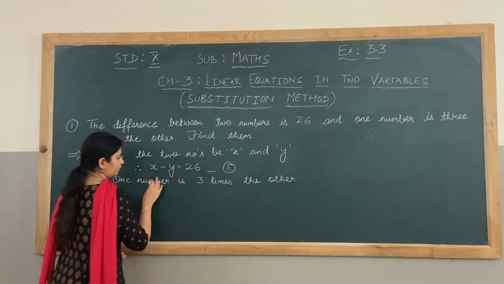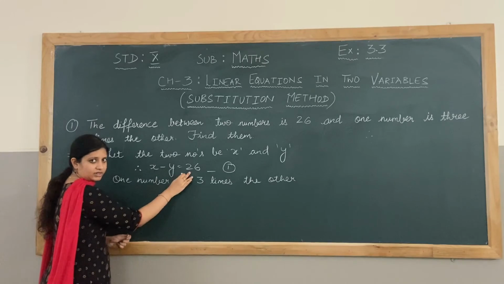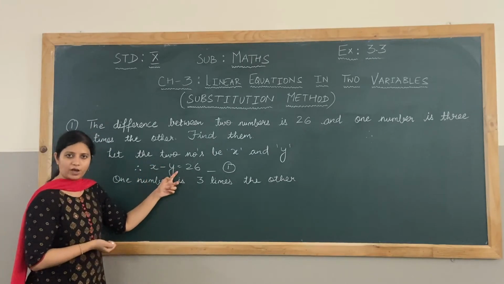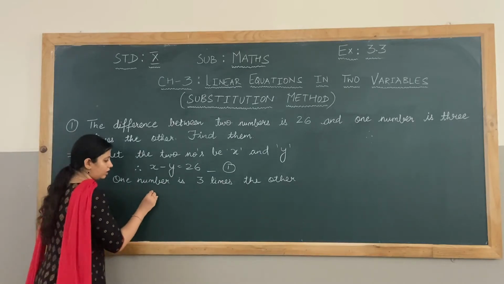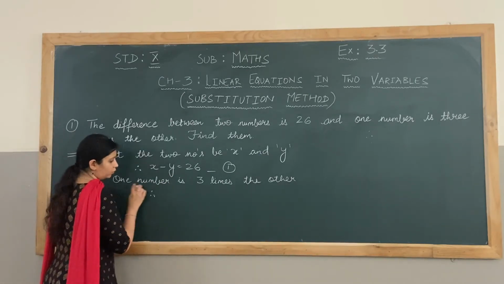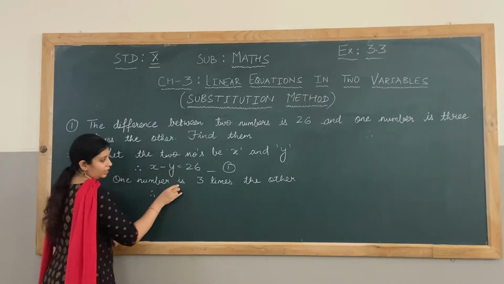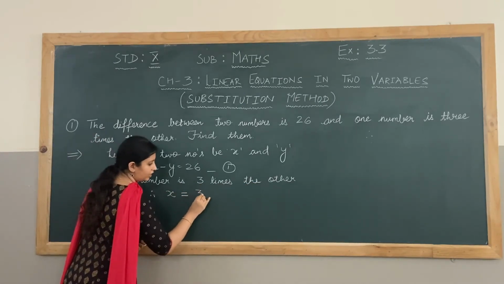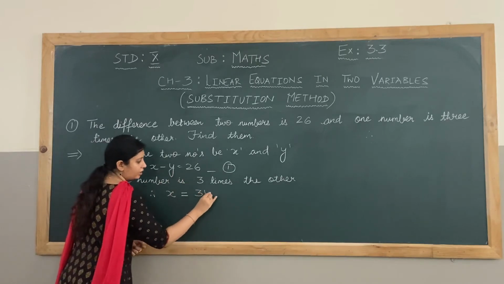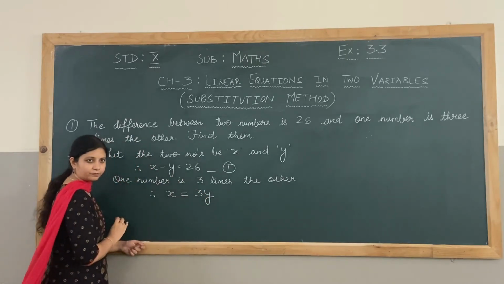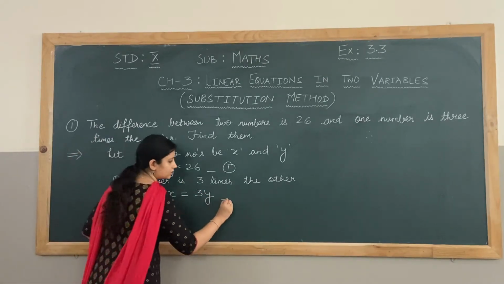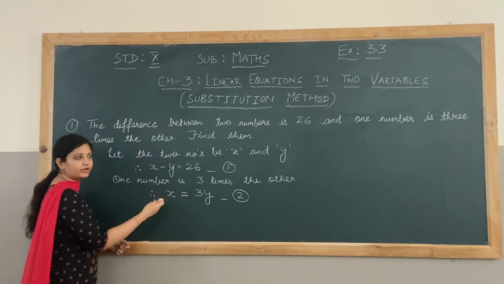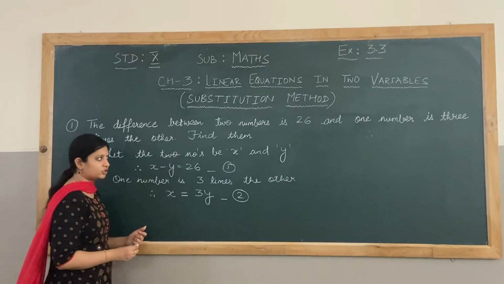Fine. So x minus y is 26. That means we are assuming that this x is larger than y. So same thing I am assuming over here. Therefore one number, that means x, is equal to 3 times the other, and your other number is y. So x is equal to 3y. Got this? This is your equation number 2. Now we got two equations. We need to solve this with the help of the substitution method.